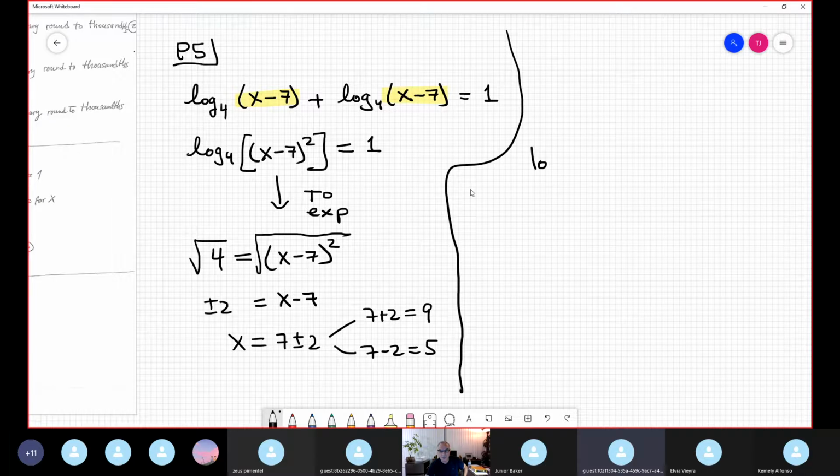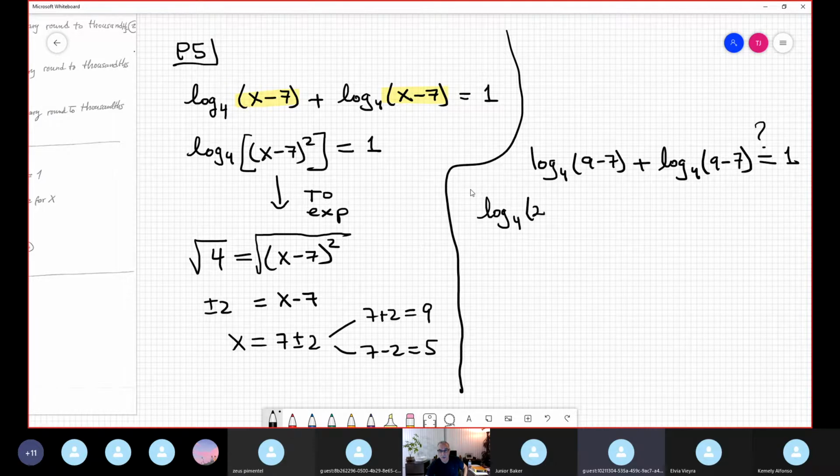You say logarithm of base 4 of 9 minus 7 plus logarithm of base 4 of 9 minus 7 should be 1. I'm not sure that this statement is true or false. Well, 9 minus 7 is 2. This is easy. Always you compute several, you condensing only one. So this is logarithm base 4 of the multiplication, 2 times 2, oh, it's 4.